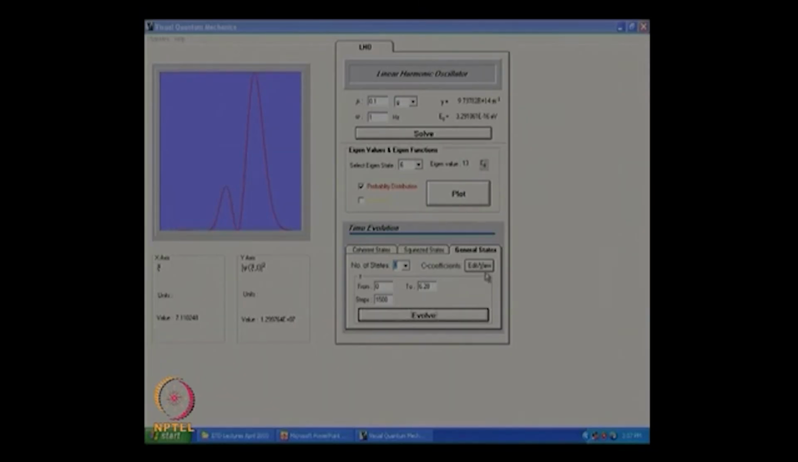Let me do this once again, but let me put C1 equal to 1 and C2 equal to 0, so that it is in the first state. Then what will happen is, if I evolve, it will remain the same. Psi of x comma t whole square remains the same for all times. It does not change, and that is because it is a stationary state.